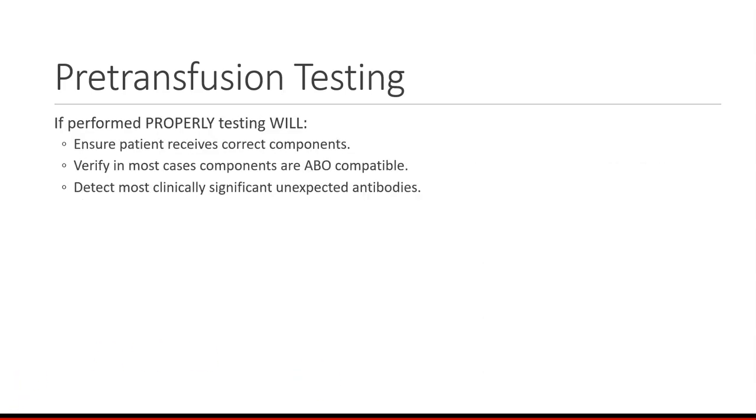There are only 3 things that, if properly performed, pre-transfusion testing will do. Number 1, ensure the patient receives the correct components. Number 2, verify in most cases that the components are ABO compatible. On immediate spin, you're going to know that you accidentally picked up a group A unit instead of a group O unit, because you're going to get 4+ agglutination. And then number 3, detect most, not all, most clinically significant unexpected antibodies. And remember, an unexpected antibody is one other than ABO.